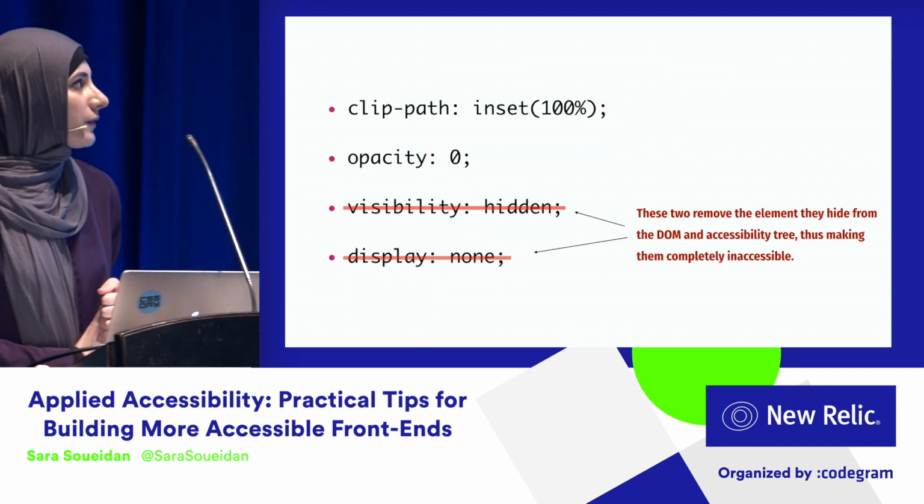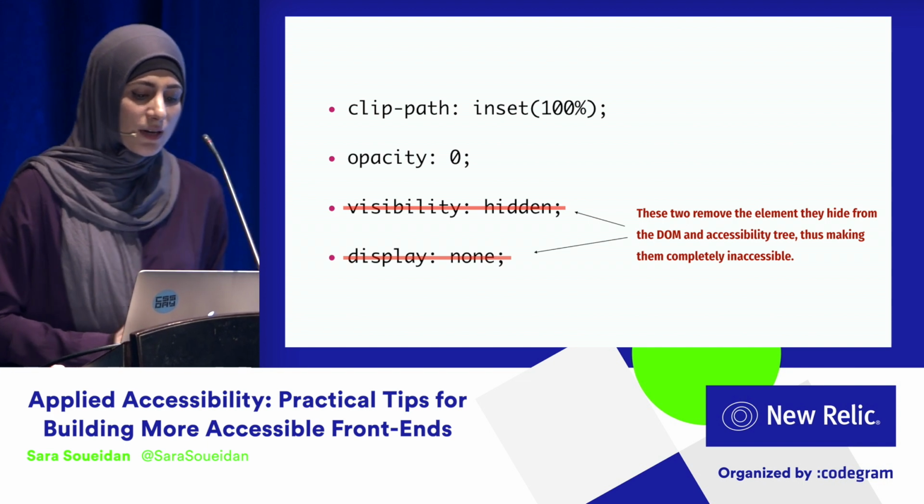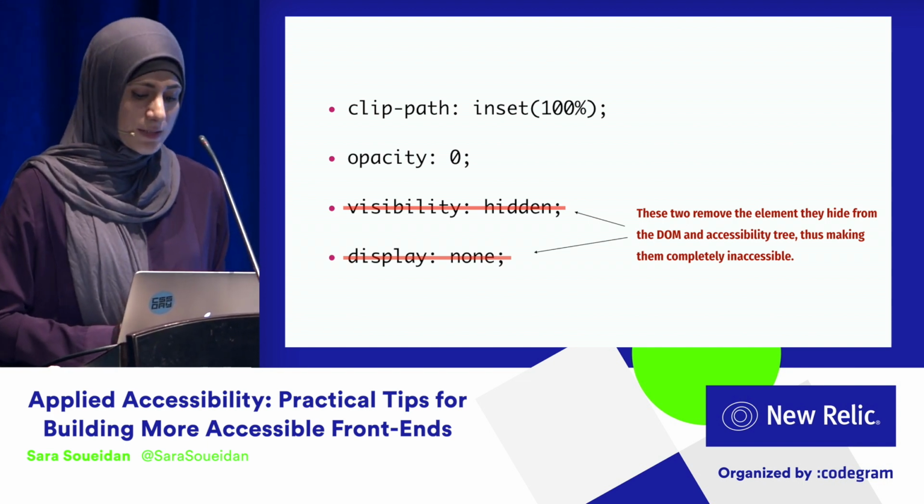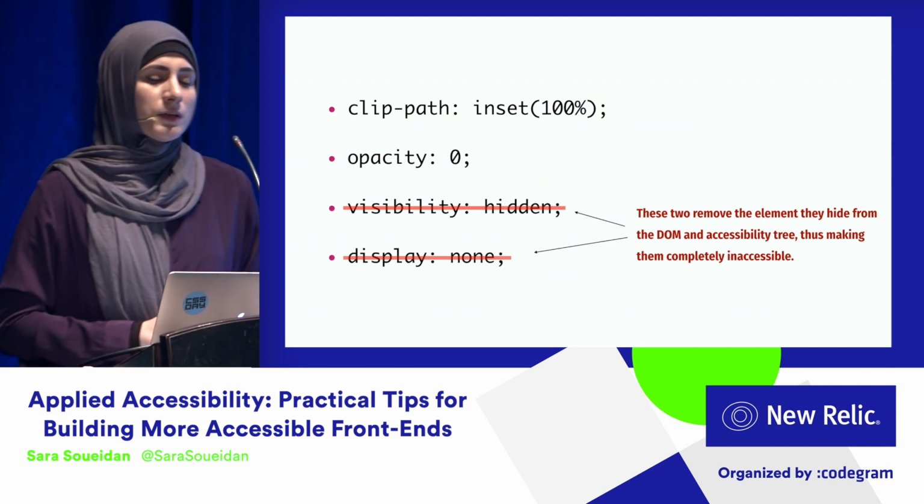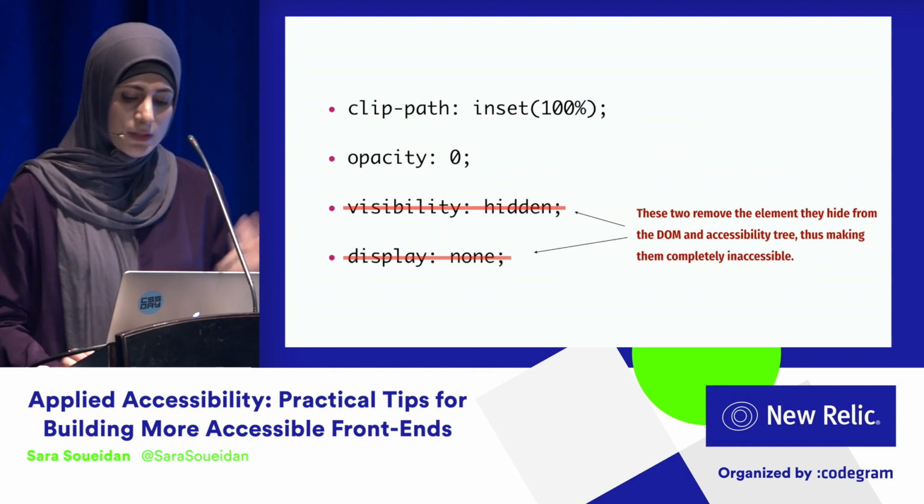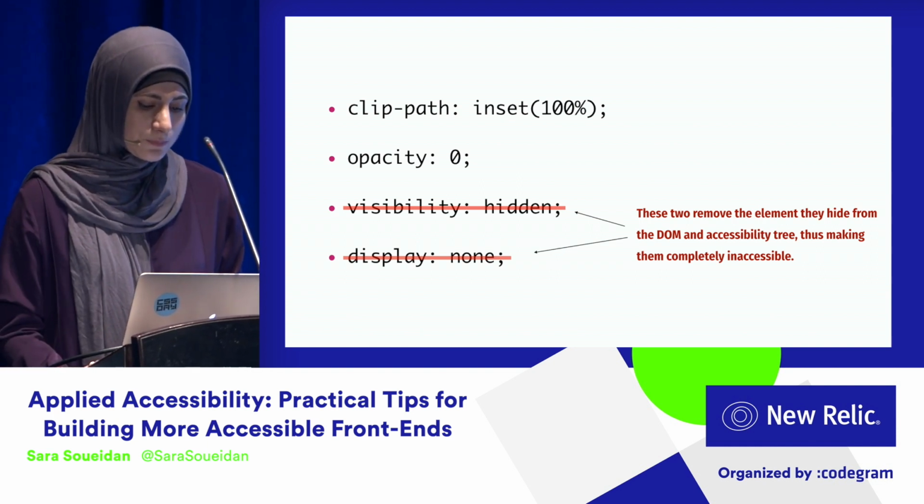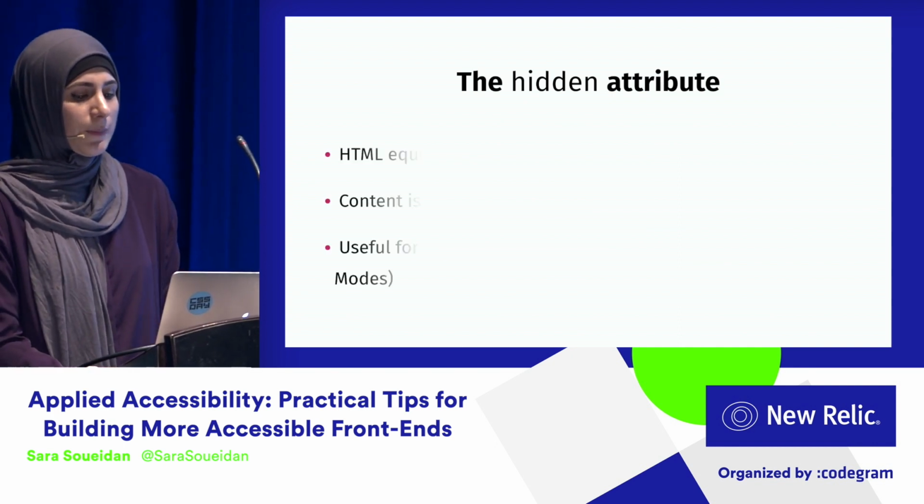Among these 4, these 2, visibility hidden and display none, will remove the element that they hide from the DOM and from the accessibility tree, thus making them completely inaccessible. So if you have an element and you still need it to be accessible under the hood, do not use these 2 properties. You can also hide elements using the hidden attribute.